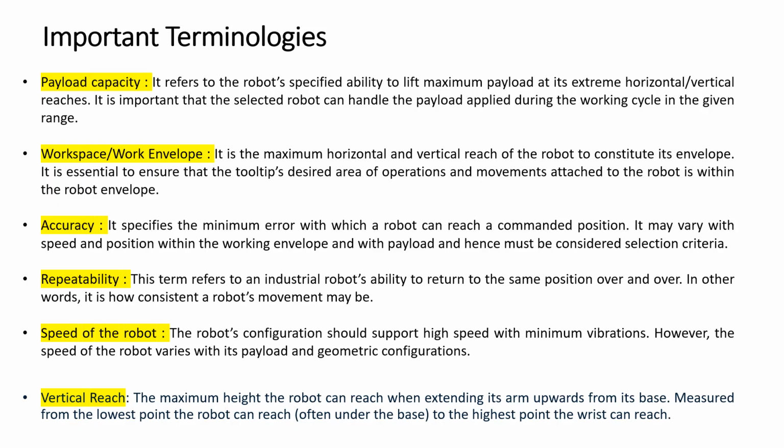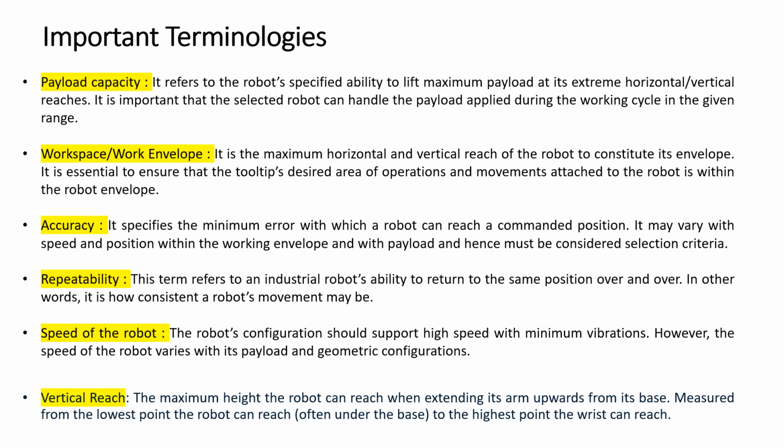So what are the important terminologies? The first one is payload capacity, which is the most important parameter, I would say, because it refers to the robot's specified ability to lift the maximum payload at its extreme horizontal and vertical reaches. Whenever you select some robot, it will have some extreme positions, movements of the end of arm tooling or the wrist, and whatever tooling you are attaching to the robot will be moving to the extreme positions.